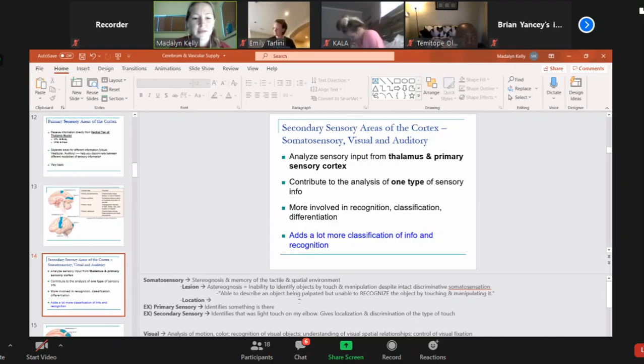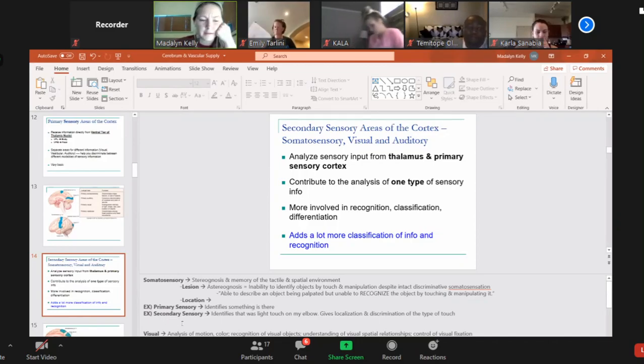Astereognosis is the inability to identify objects by touch and manipulation. With astereognosis, you're able to describe the object, but you're unable to recognize it. So you can feel and give descriptions of the pen, but you're not going to be able to say it's a pen.